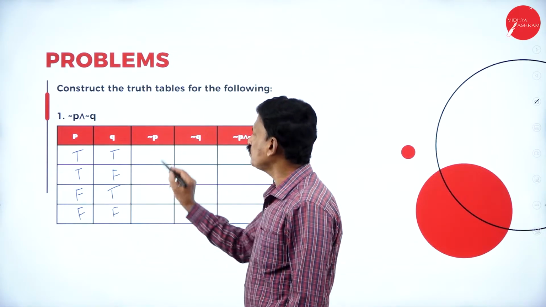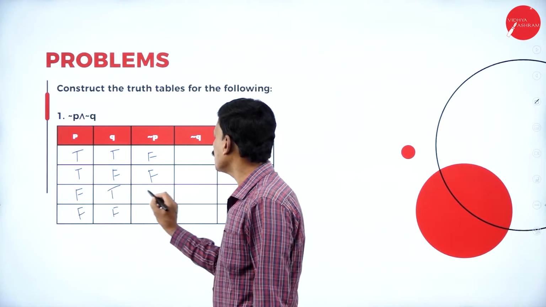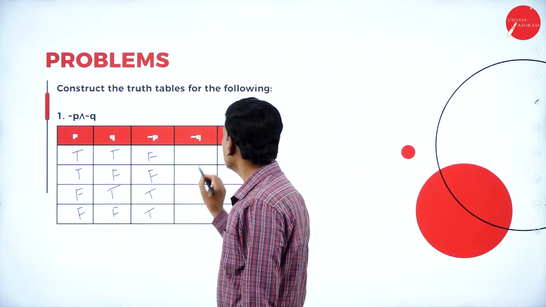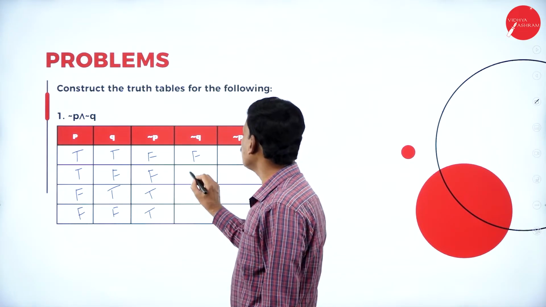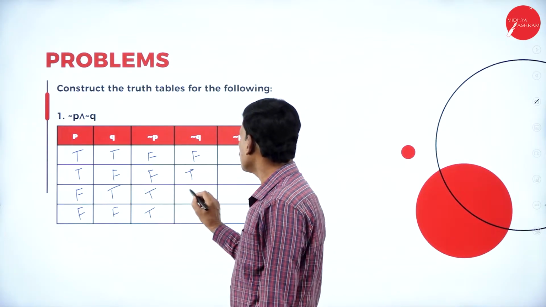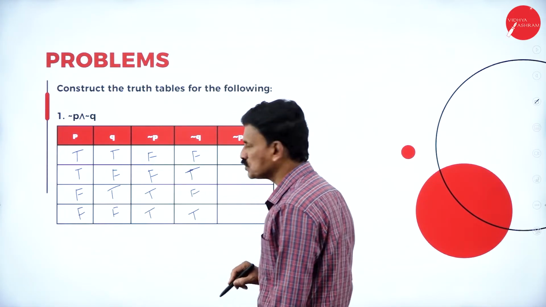Now, negation of P: for true it is F, for true it is F, for F it is T, for F it is T. Negation of Q: for T it is F, then it is T, for T it is F, for F it is T, right. So, these are the truth values.